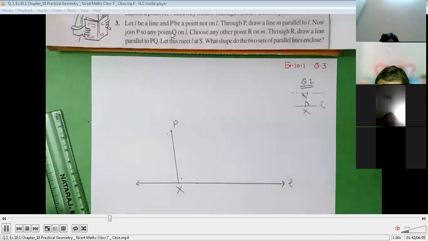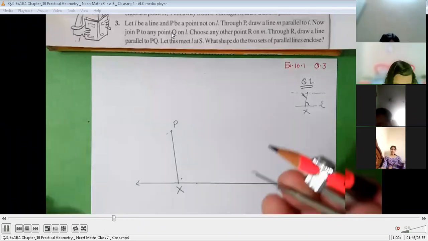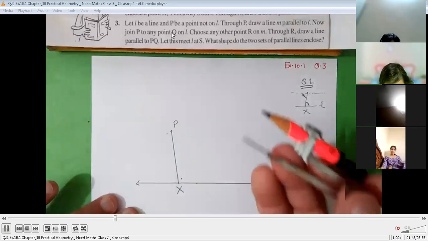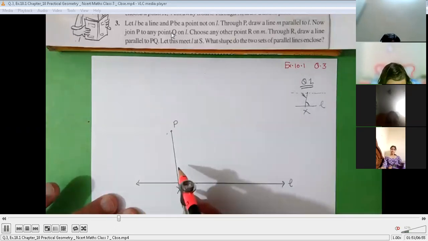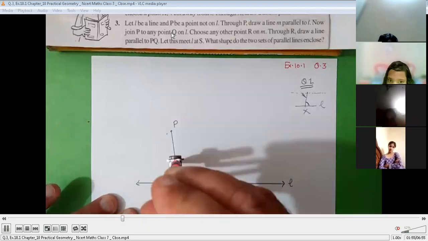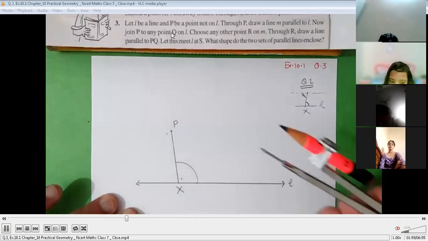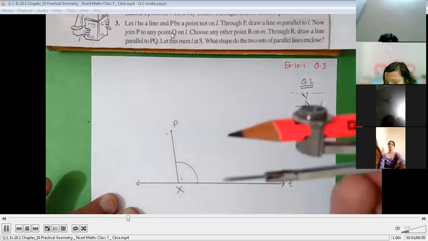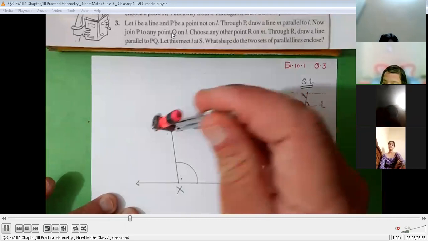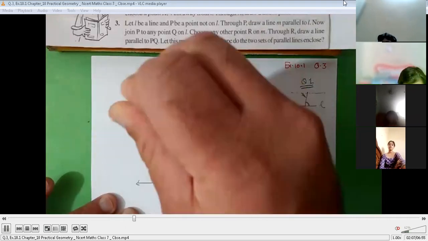So you can take your compass and use your compass of any radius, okay, and put your needle on point X and draw an arc. All of you draw an arc at point X of any radius which you have taken. Now don't change the radius and put your needle on point P and draw another arc.